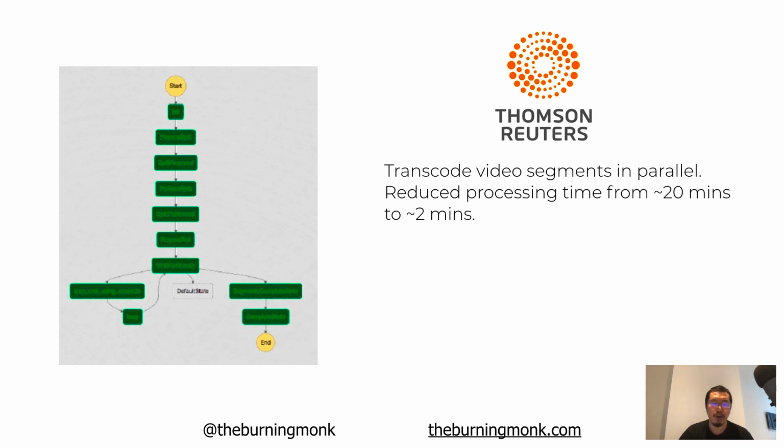And then there's also Thomson Reuters, which uses Step Functions to transcode videos, where they split the original video into multiple segments and then encode them in parallel. And finally, they stitch the encoded segments together. Moving to Step Functions helped them reduce their average processing time from 20 minutes down to 2 minutes, which is again a tenfold improvement.